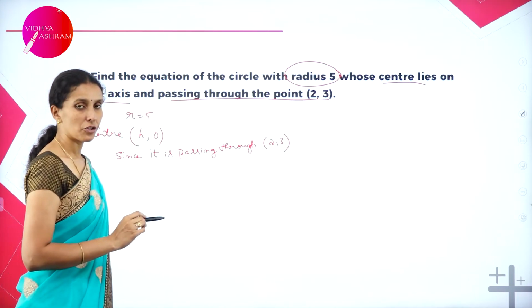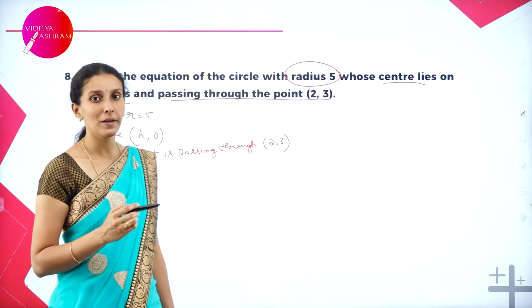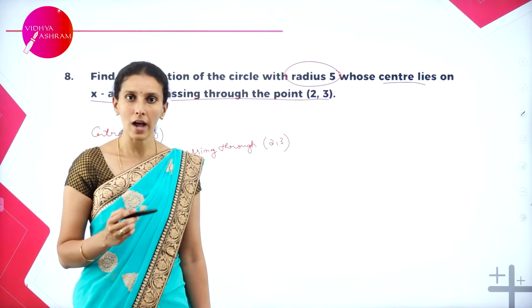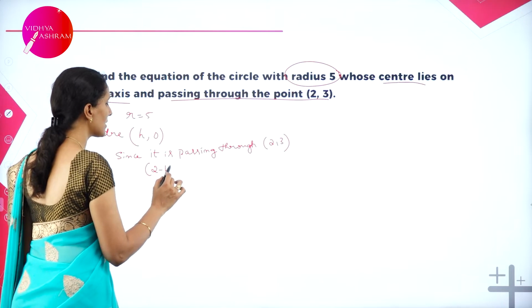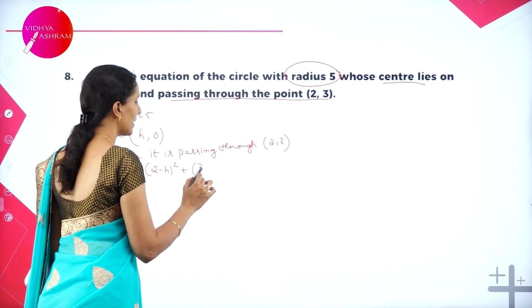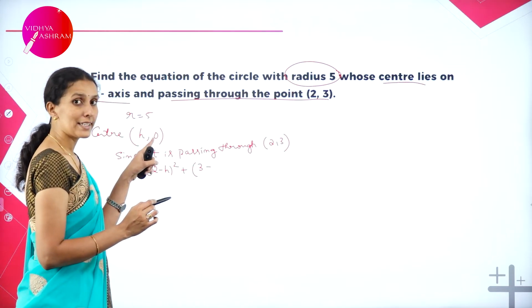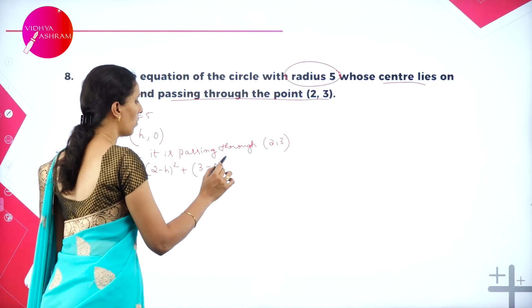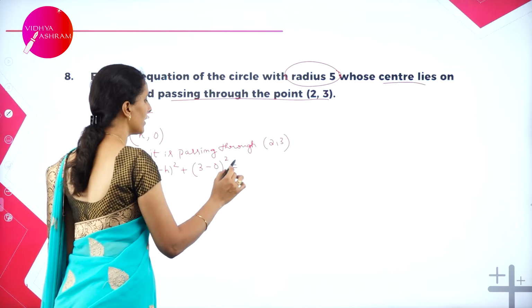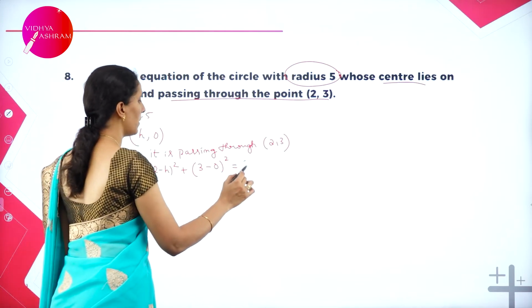We know the general equation of a circle is (x − h)² + (y − k)² = r². So, substituting here, we get (2 − h)² + (3 − 0)², since the k coordinate is 0 because the center lies on the x-axis. And here it is r², which is nothing but 5².